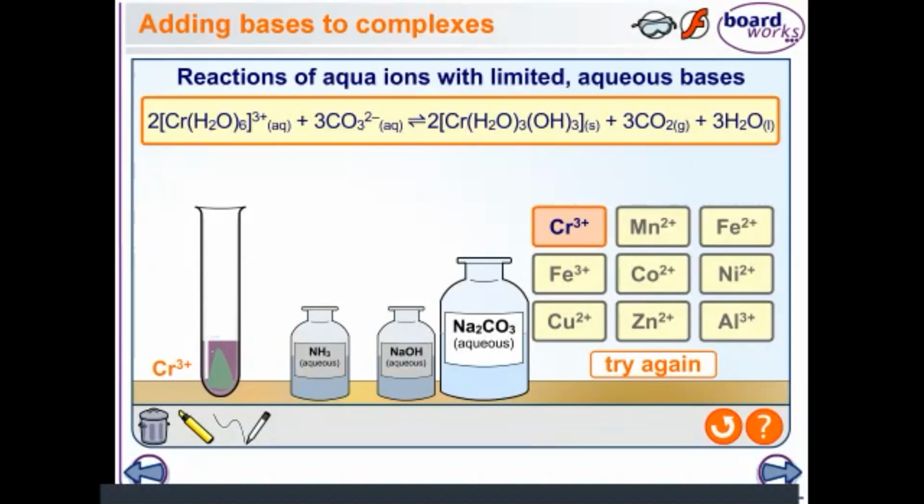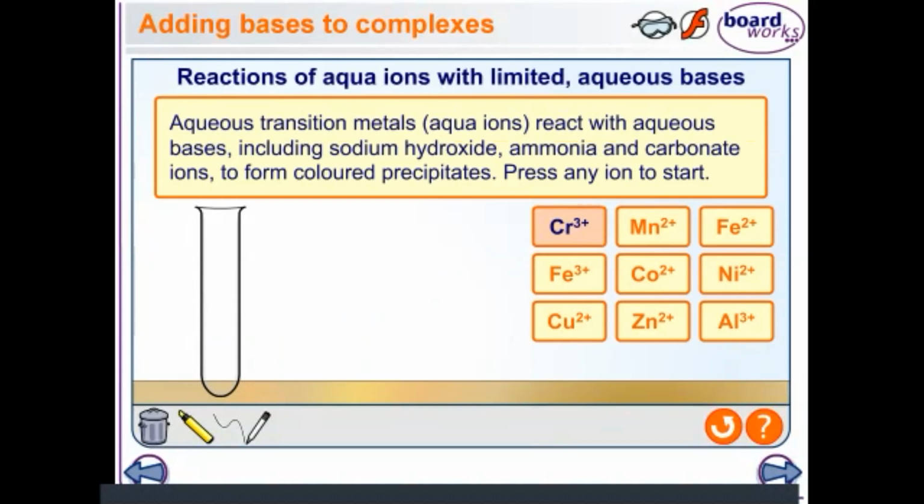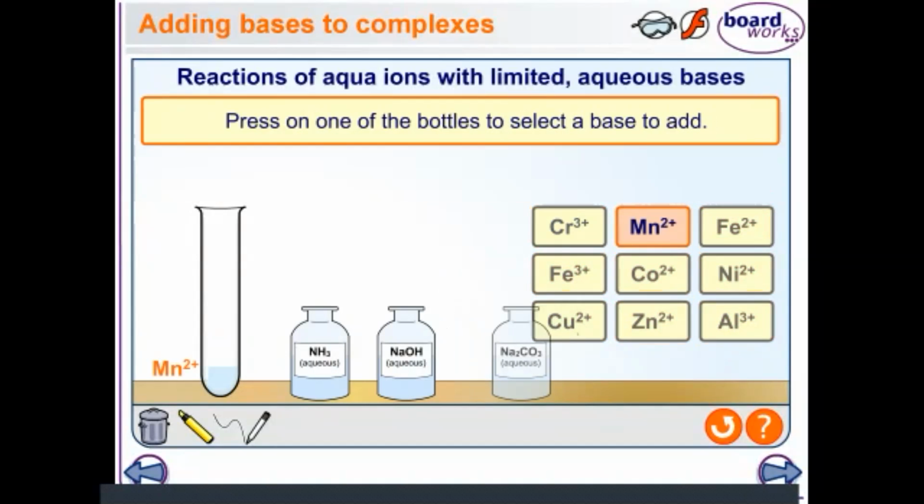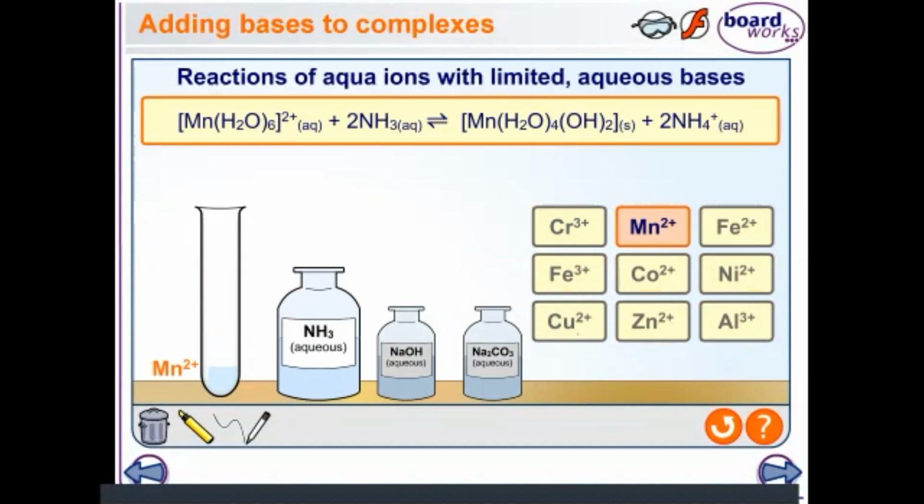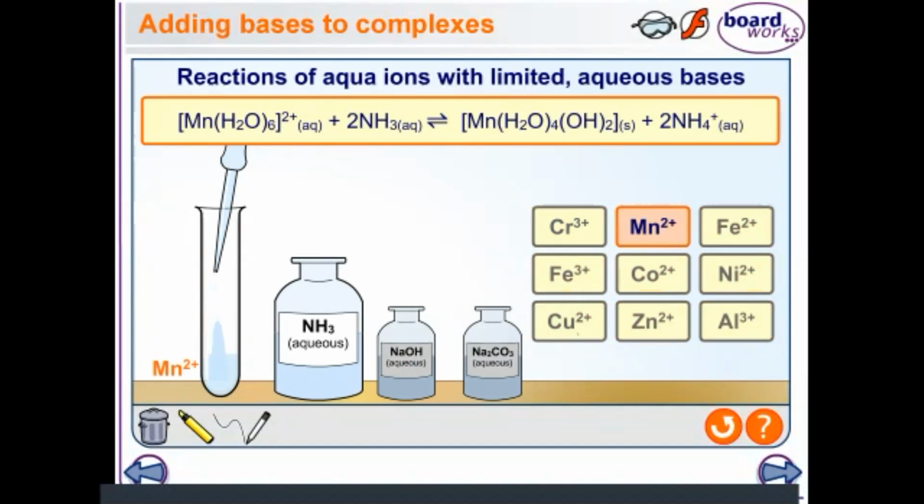Now let's look at the reaction of the manganese aqua complex. Remember, manganese 2 plus. So let's try to add ammonia. Look, here there's the formation of the precipitate of manganese hydroxide. It's solid, it's a precipitate.